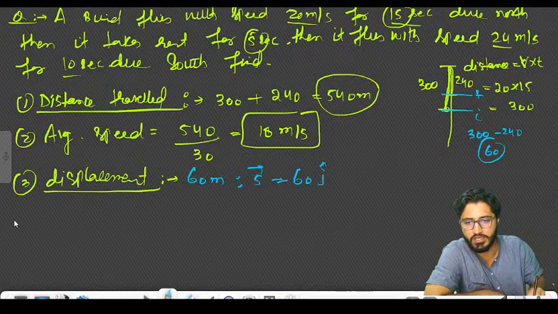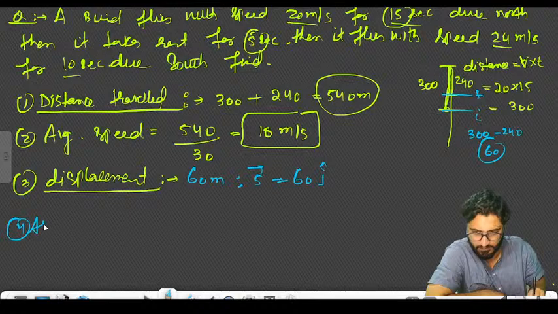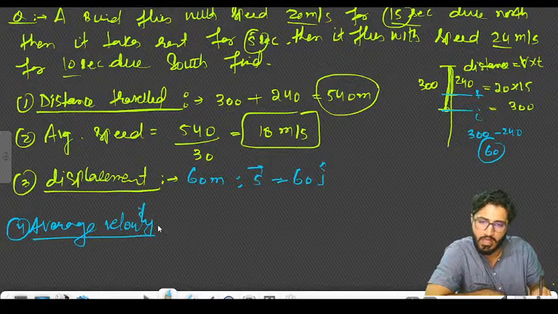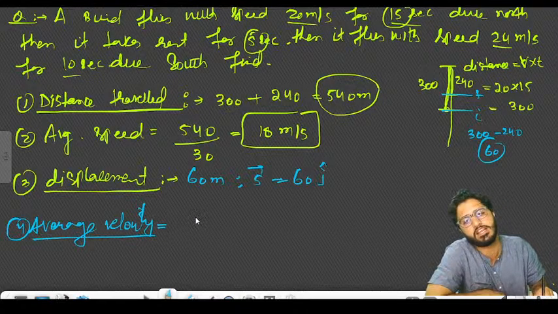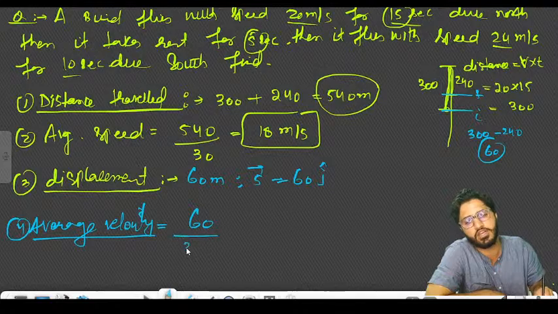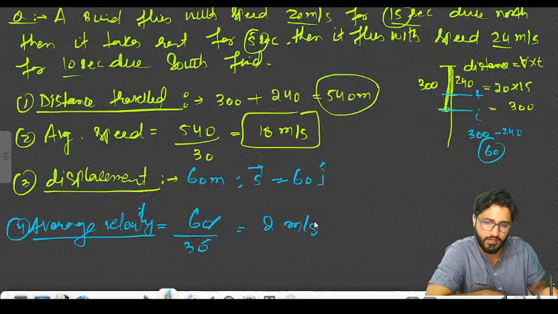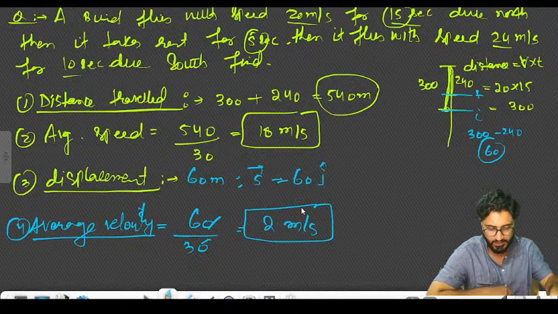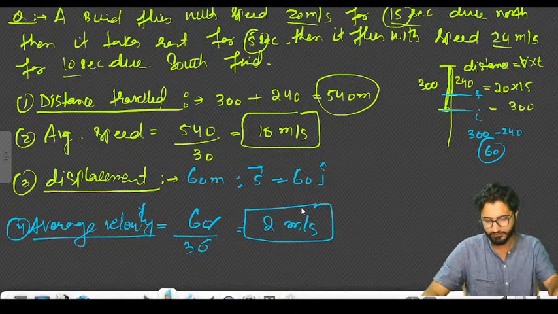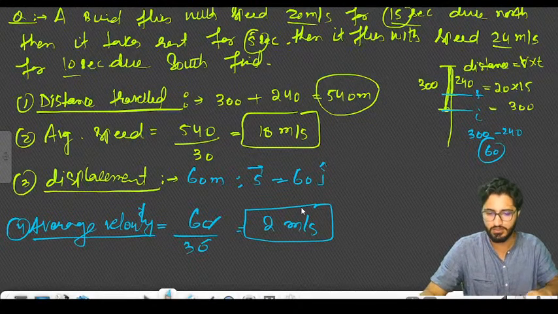Then, okay, fourth one, average velocity. Average velocity is displacement divided by timing, which is 30. It is 2 meter per second. Easy or super easy?